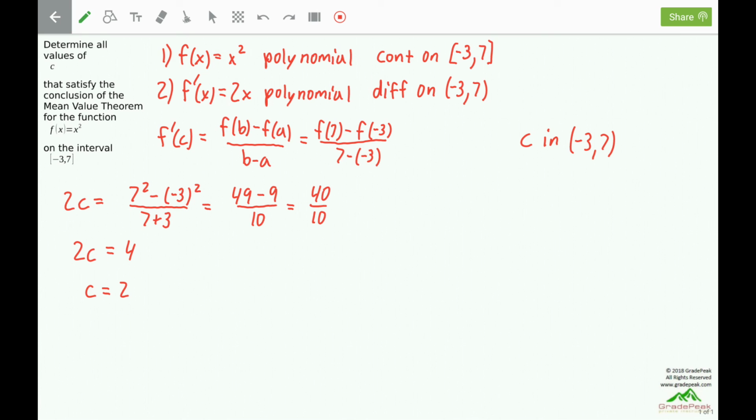That is in the interval of -3 to 7, so we keep that result. There was guaranteed at least one value of c that makes this happen, and there's the value of c that satisfies the conclusion of the mean value theorem.